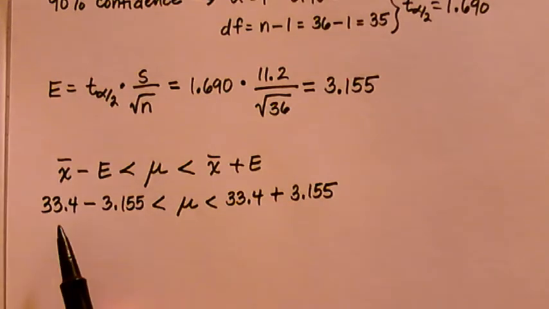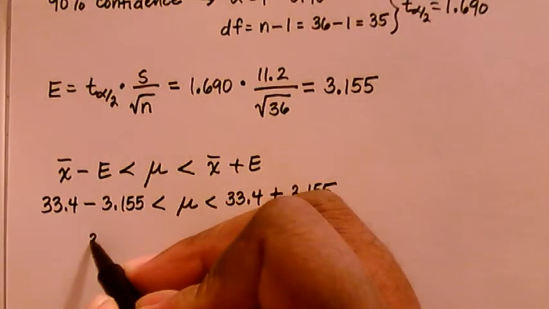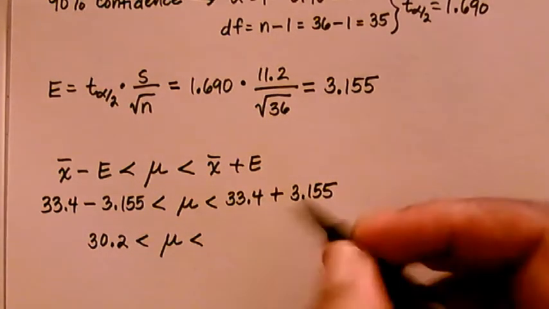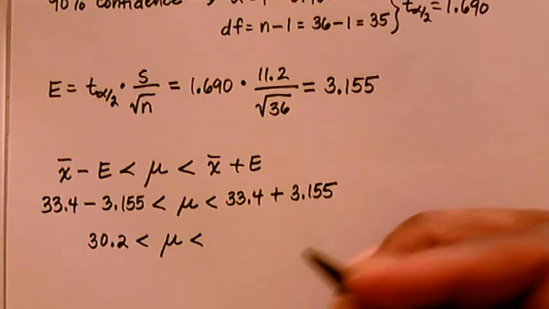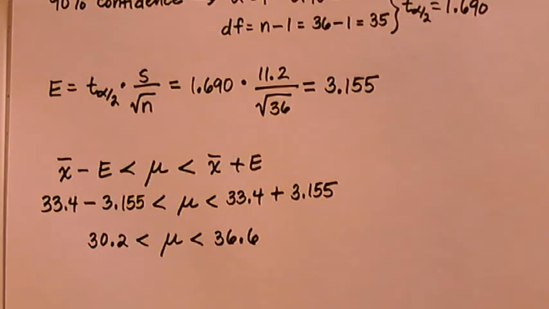And in this case here, if I do 33.4 minus 3.155, now here we round our limits to 2 decimal places because the sample mean is to 2 decimal places. So when I subtract this, I'm going to round this to 30.2. And that's less than mu, and less than 33.4 plus 3.155 will be 36.6. Okay, so that is my confidence interval for a population mean, where the population standard deviation is unknown.